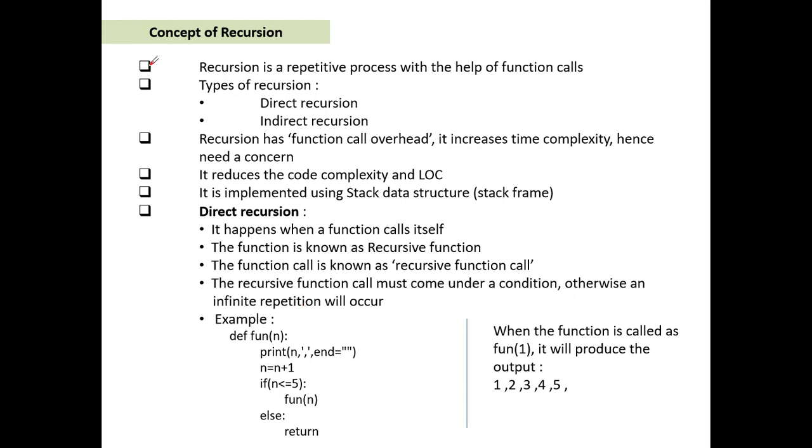See, this is the concept of recursion. Whatever I said here, you can find it still. Just quickly read this out: recursion is a repetitive process with the help of function call. Okay, fine. Next, types of recursion. There are two types of recursion: direct recursion and indirect recursion. Now, what is a direct recursion and what is an indirect recursion?